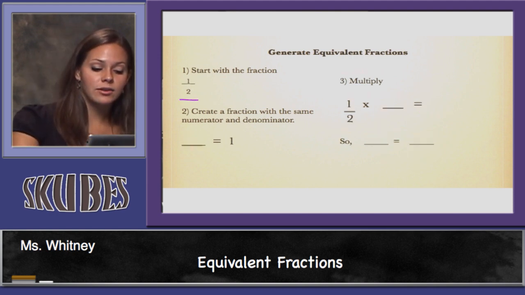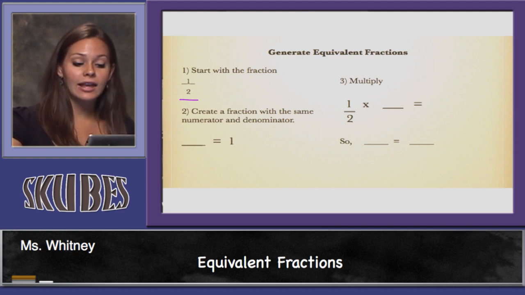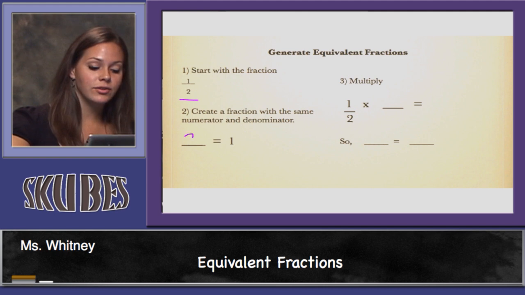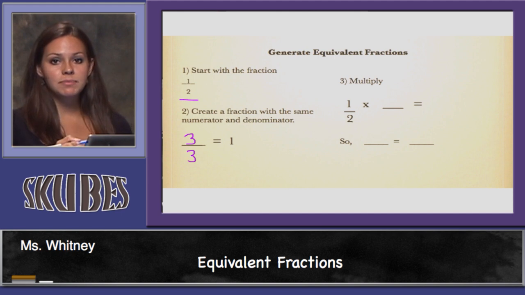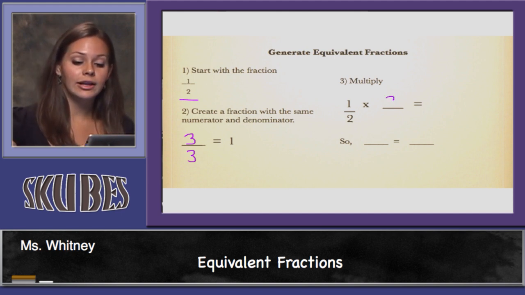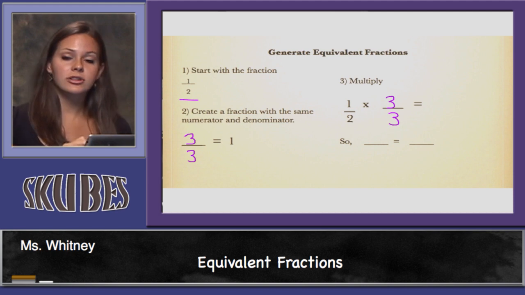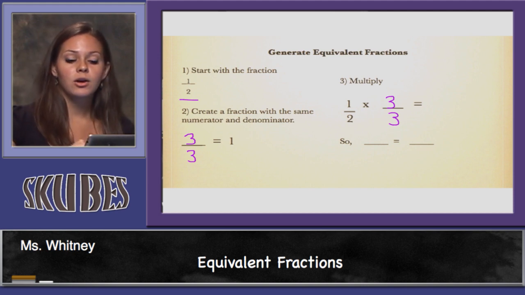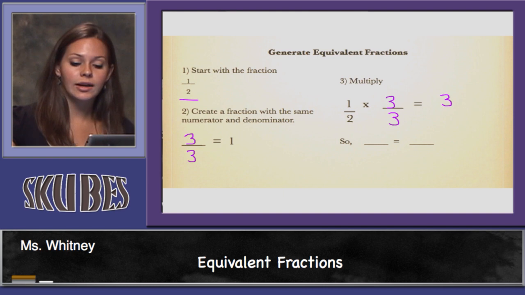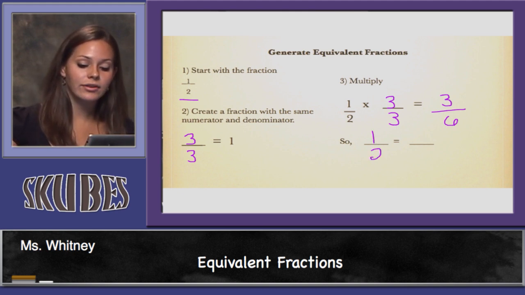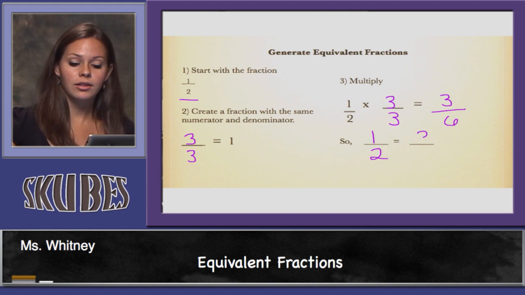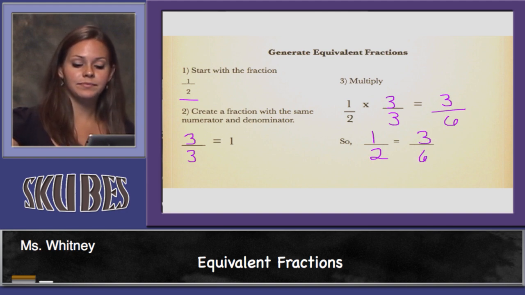Let's practice generating another equivalent fraction. We'll start with the fraction 1/2. Now we must create a fraction with the same numerator and denominator, such as 3/3. Next we multiply 1/2 by 3/3. I'll start by multiplying my numerator. 1 times 3 equals 3. 2 times 3 equals 6. So I have found that 1/2 is equal to 3/6.